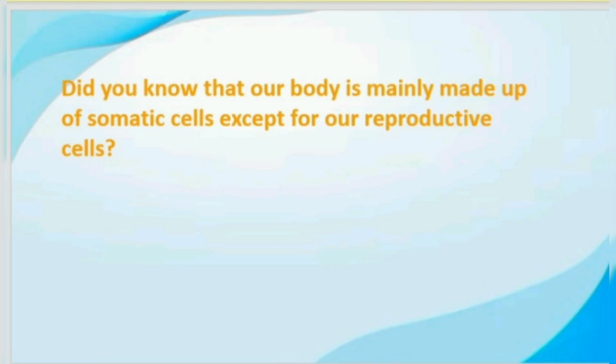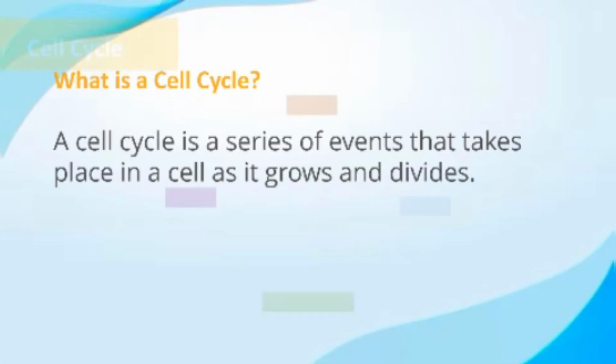Did you know that our bodies are mainly made up of somatic cells, with the exception of our reproductive cells? Somatic cells include all the cells in our body, such as the skin, muscle, and nerve cells, whereas reproductive cells, also known as germ cells, are involved in reproduction. As we go through this presentation, we will focus on the cell cycle of somatic cells. Later, when we discuss the differences between mitosis and meiosis, we'll highlight how these processes differ between somatic and reproductive cells.